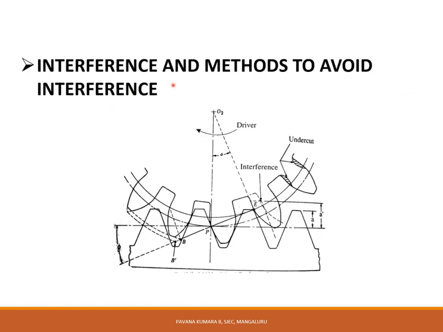Next, interference and the method to avoid interference. Interference is the mating of two non-conjugate teeth. Non-conjugate teeth means the profiles of the driver as well as the driven are different. This is the driver and this is the driven, so both have different tooth structures. If two teeth overlap with each other, then interference usually occurs.